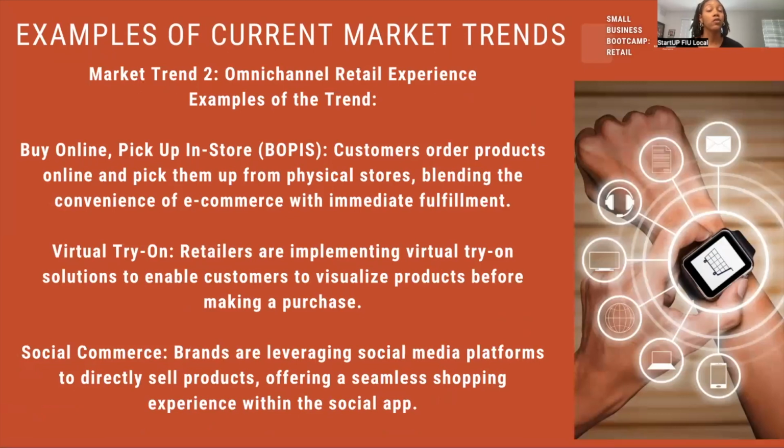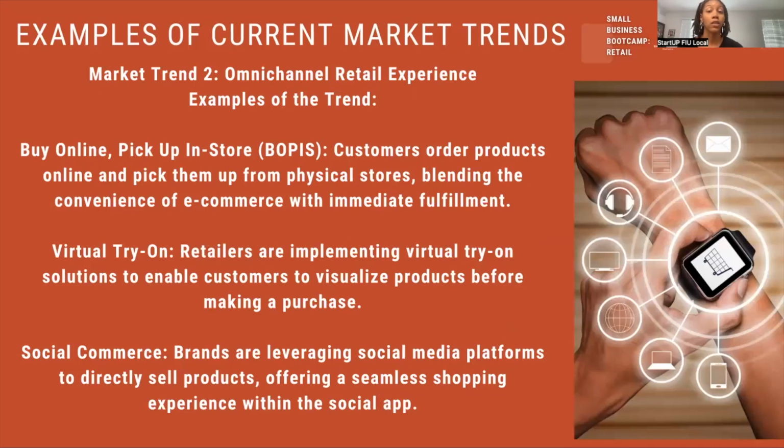So this means that there's multiple ways for people to engage with your business. The most popular form of this is a buy online or pick up in store. This is where customers can order a product online and pick it up from a physical store. This helps to blend the convenience of e-commerce with the immediate fulfillment of not having to wait for a package. So think about the Amazon lockers. Think about how during the pandemic, you were able to shop online and people would bring the items to your car.